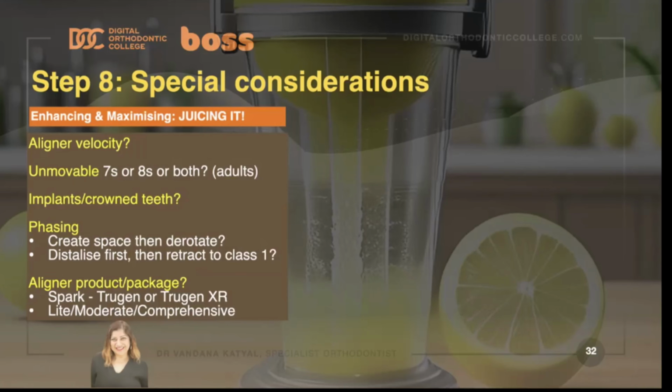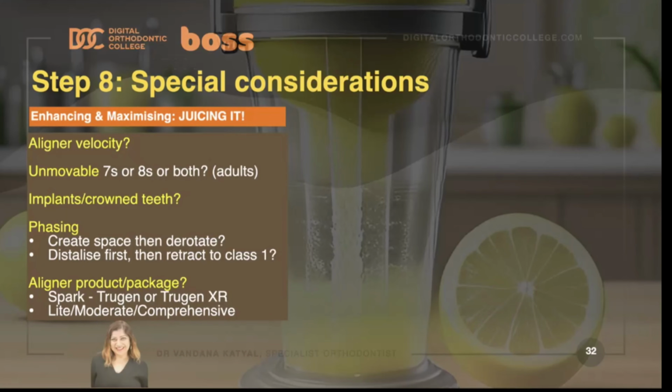Then we've got some special conditions we've got to take into account for each individual patient. So this is called maximizing it, juicing it. You've been given lemons, you're going to create lemonade. This is the best step. You're now starting to think, I know what I'm going to do. I know the dimensions. I know the attachments. Is my aligner velocity appropriate to this treatment? For example, in an adult case with a lot of derotation, I know the accuracy of my treatment plan is about 40 to 50%. So do I need to slow down that movement to perhaps enhance predictability?